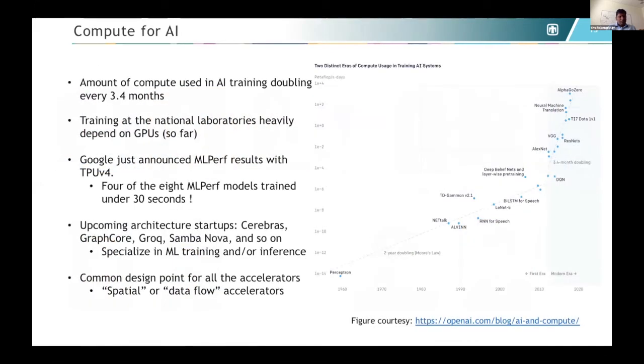So let me start with why we are going in this direction. And this is a chart from OpenAI's work that shows the x-axis here is years, and the y-axis is petaflop days for training an AI system. Okay, and if you notice, the x-axis starts in 1960, so there are decades. Each tick here is a decade, or actually two decades.